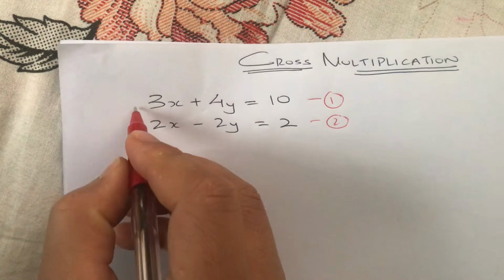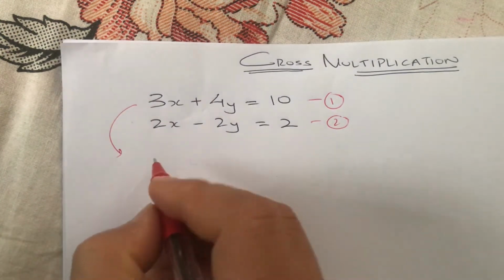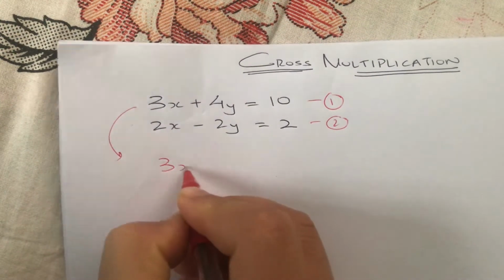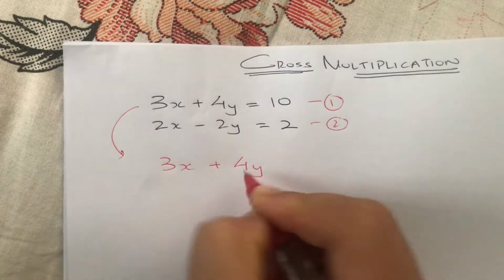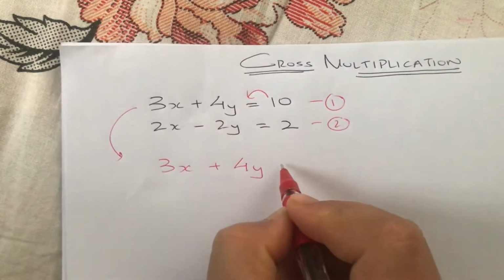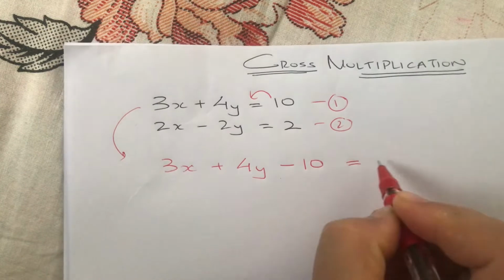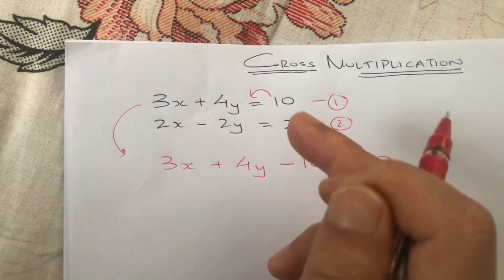What do I mean by that? Let's say the first equation is this. I'll have to write it as 3x plus 4y, and then I bring this side, it becomes minus 10, and then I write equal to 0. So we'll have to modify the given equation in this form.